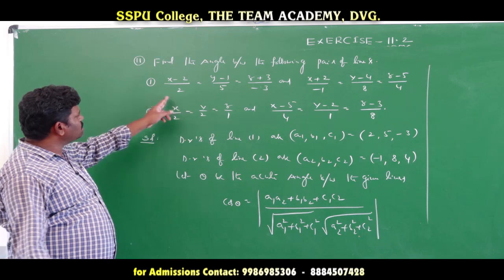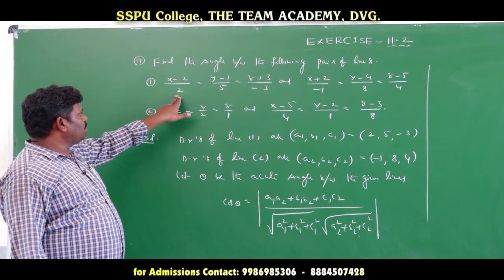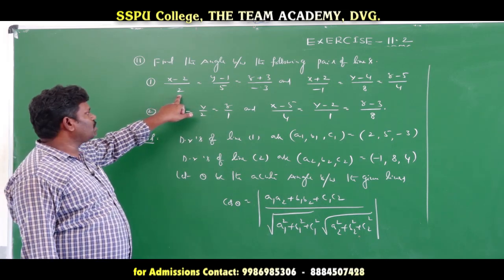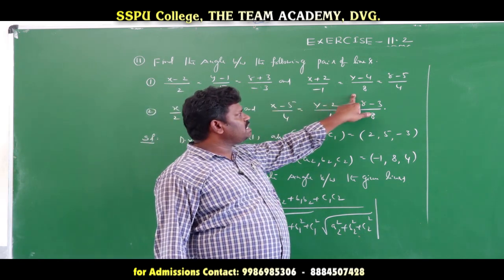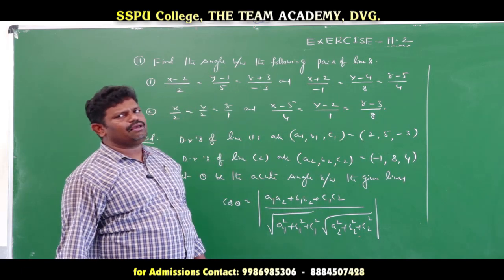Now this one we can also convert into vector form. This is the direction ratio. So b1 vector is 2i cap plus 5j cap minus 3k cap, and b2 vector is i cap plus 8j cap plus 4k cap. Then also we apply the formula, no problem.